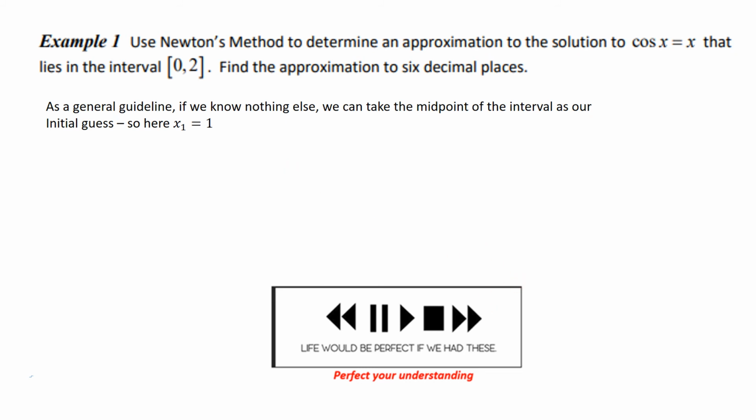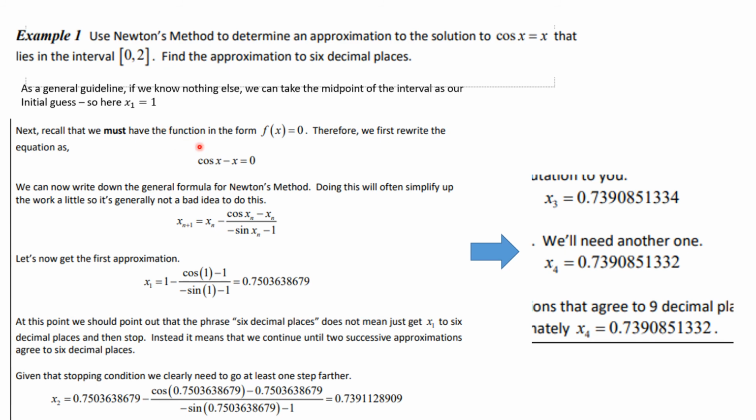Let's see how you did. Now, the first thing you have to do is put this in the form f of x equals 0, so you have to rewrite it this way, and you're not going to get any traction unless you do that. So now we can write this as f of x_n, and if I take the derivative of the new f of x, I shouldn't have called it f of x again, but I did. The derivative of this is going to be minus sine of x_n minus 1.